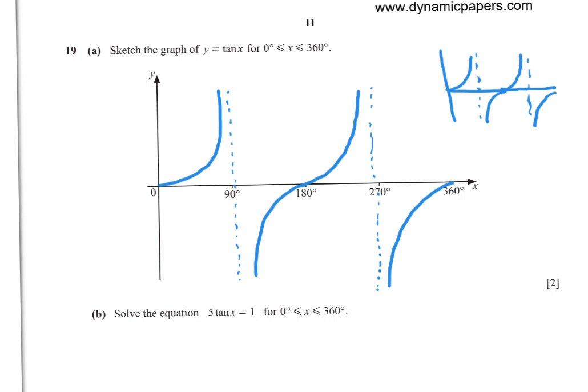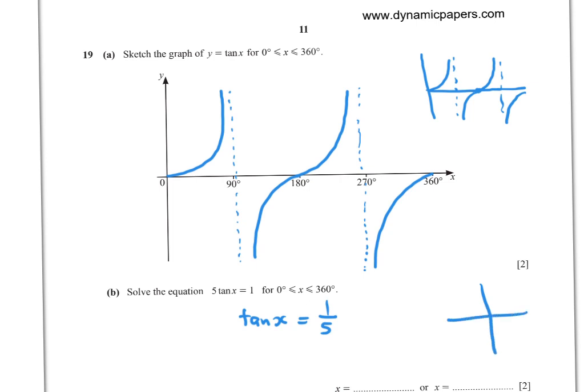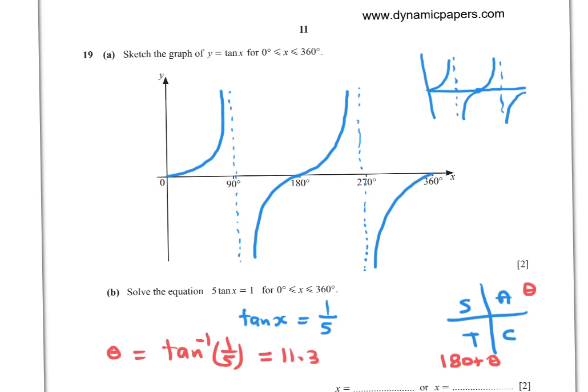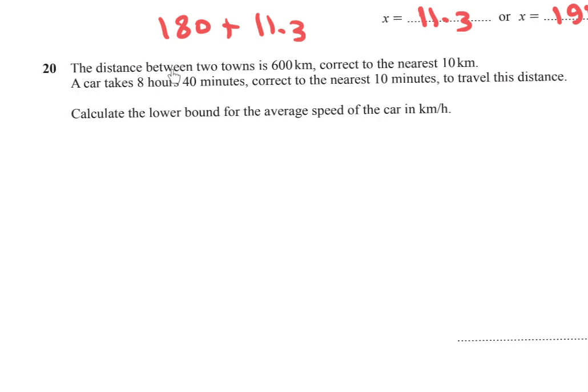Now solve 5 tan x equals 1. So make tan x the subject, so we have tan x equals 1 over 5. Now shift tan and use the ASTC rule. Tan is positive in the first quadrant, which is theta, and the third quadrant, which is 180 plus theta. So to find theta itself, use your calculator, tan inverse of 1 over 5, which is 11.3. So now the two solutions are 11.3 and 180 plus 11.3, which is 191.3.